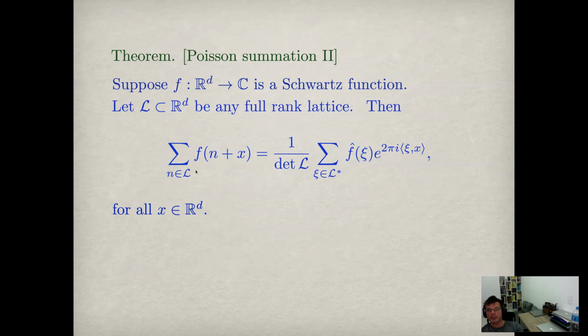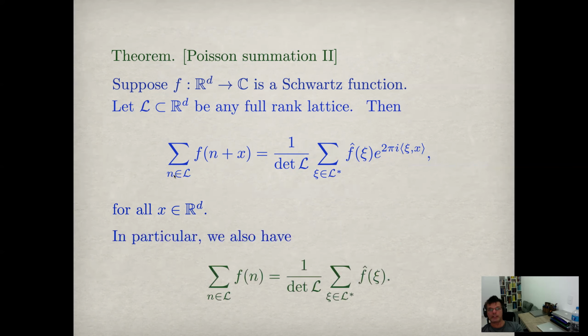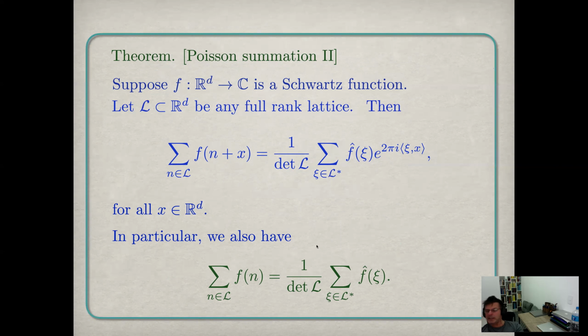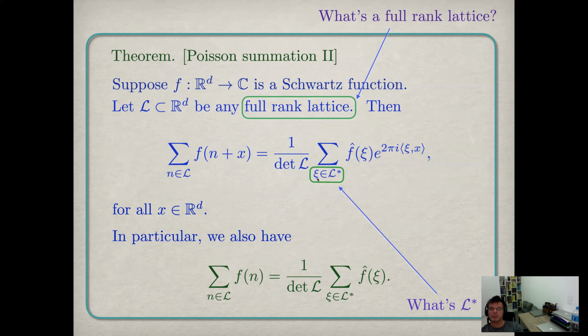Then we have this functional equation where the lattice on the left is the lattice we're given, and the lattice on the right is the dual lattice. And again, we have the symmetry. But we're being a little bit unfair, right? Because what is a full rank lattice? We haven't mentioned that. And what is the dual lattice? So we should talk about these things, to be fair.